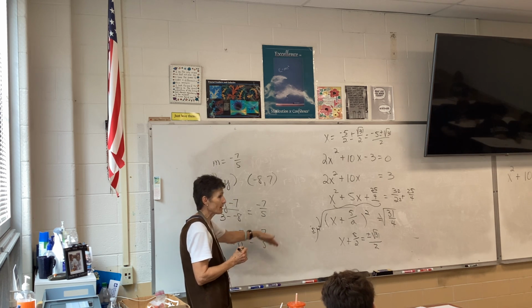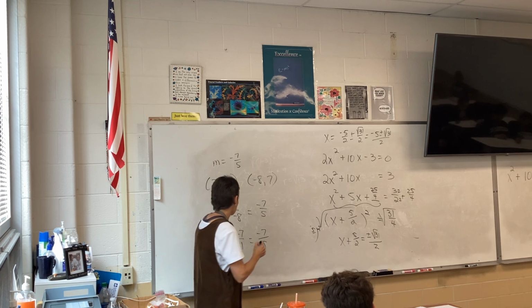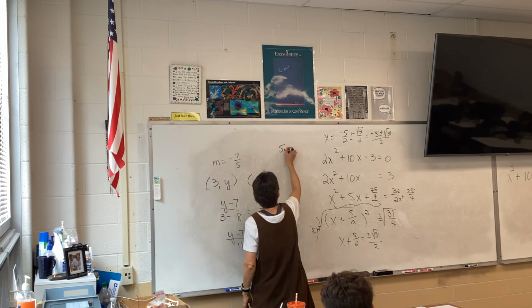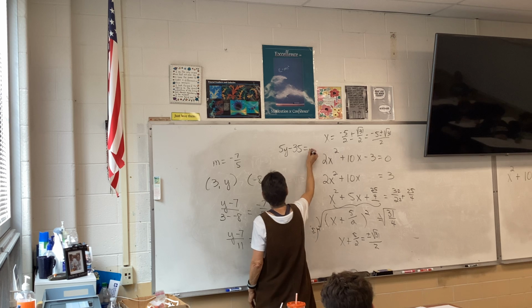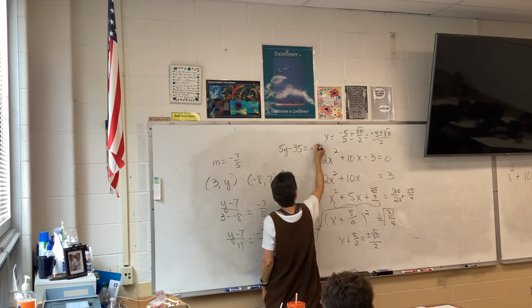How do I solve something like that? So 5y minus 35 equals negative 77.